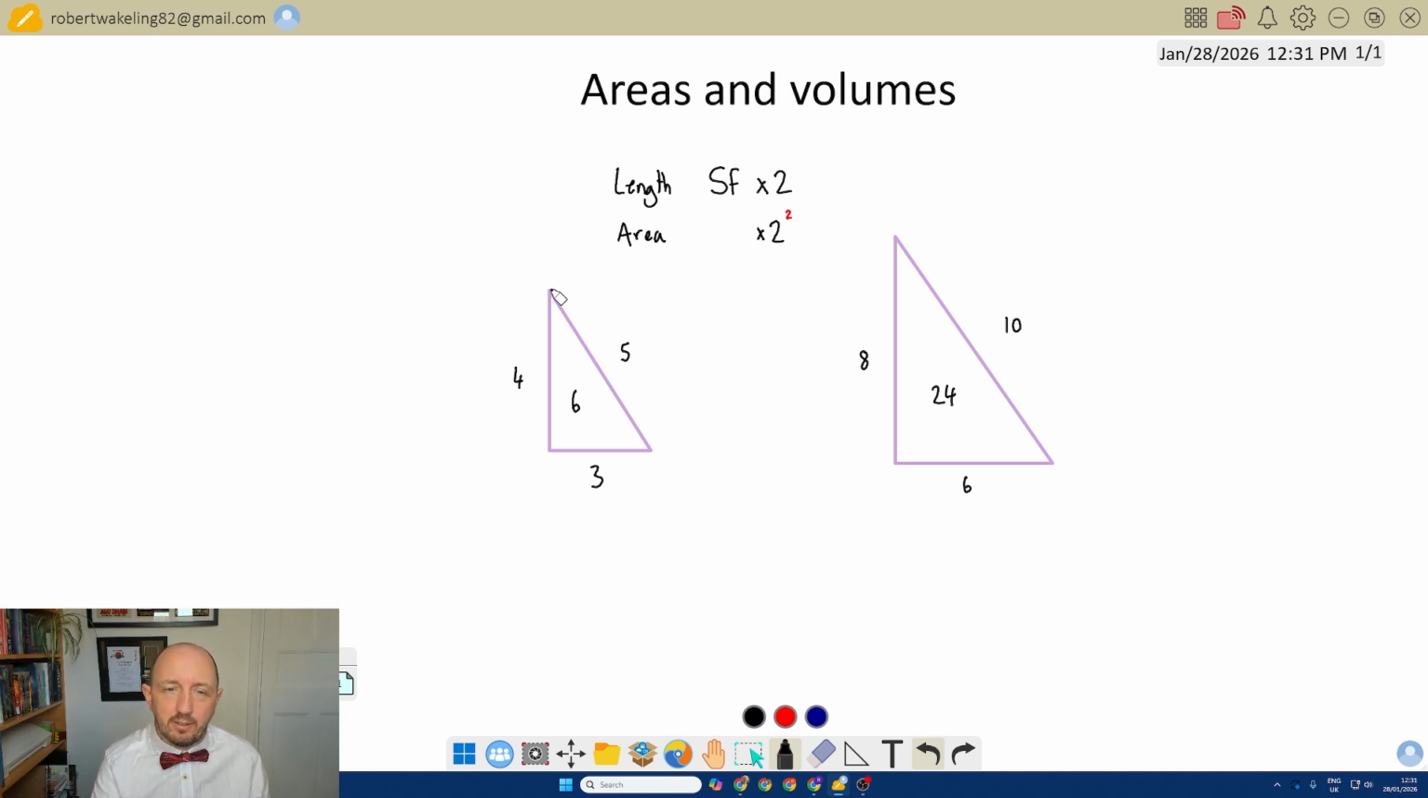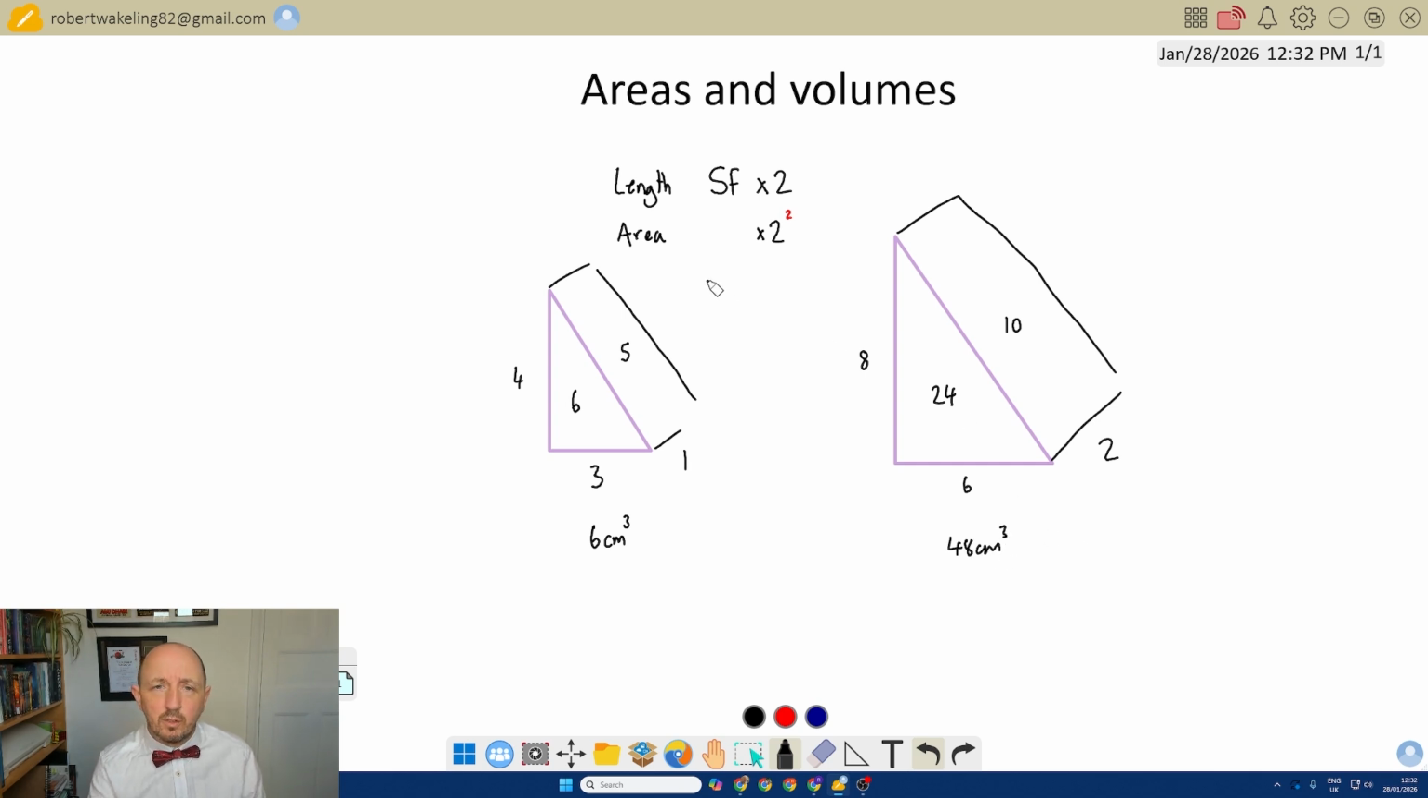Let's turn this into a 3D shape by adding a depth of say 1. So this would be doubled to 2. Now the volume is the cross-sectional area of 6 times by the depth, which is 1, so it's still 6. So that might be something like 6 centimeters cubed. And then 24 times 2 is 48 centimeters cubed. So the volume has increased by a factor of 2 cubed.